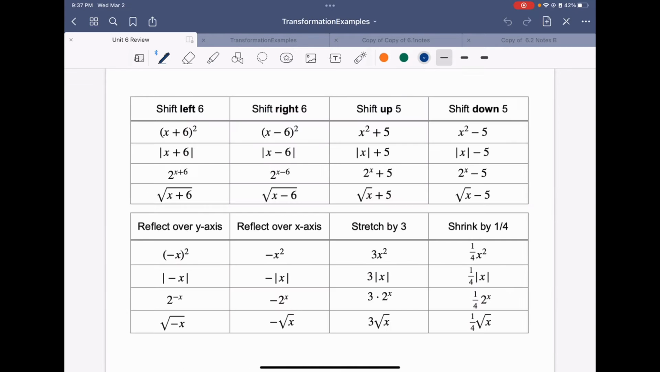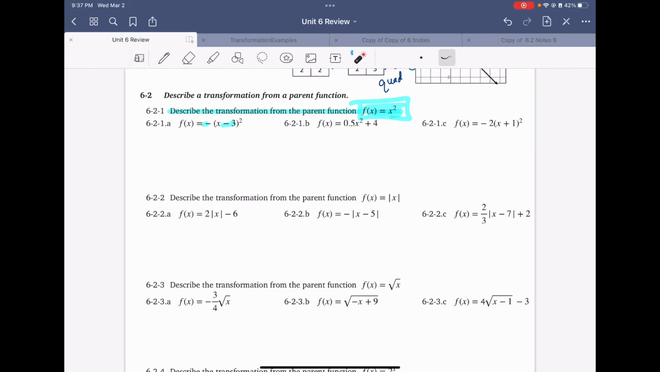If we look at this example, we can see subtracting something in parentheses looks like this. So it's going to be a shift to the right. Our number's not 6, it's 3. So we'll say shift right 3.